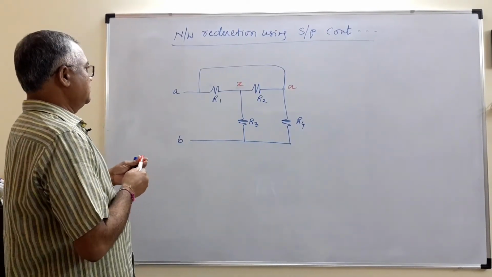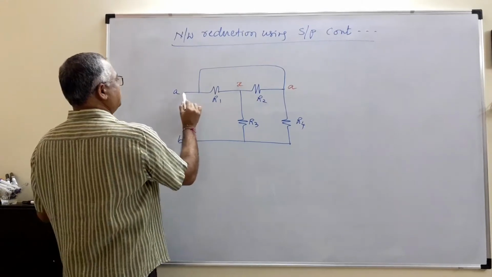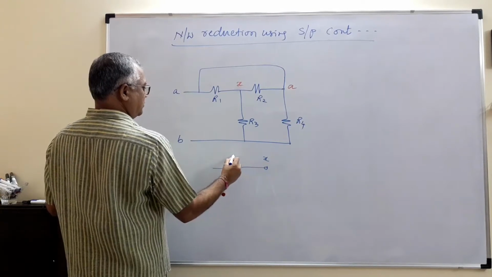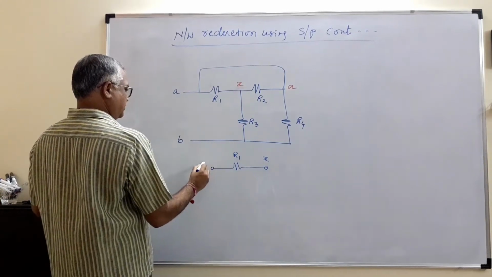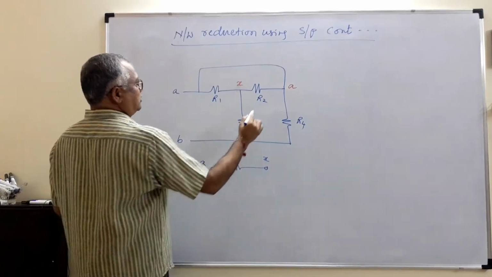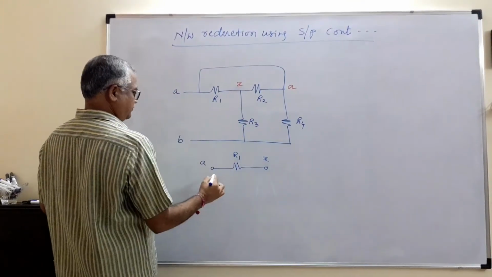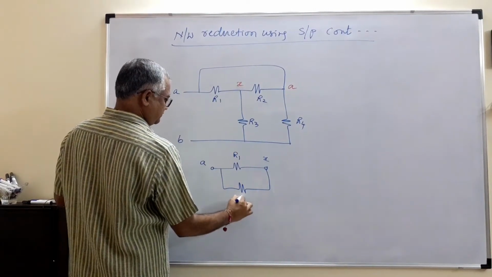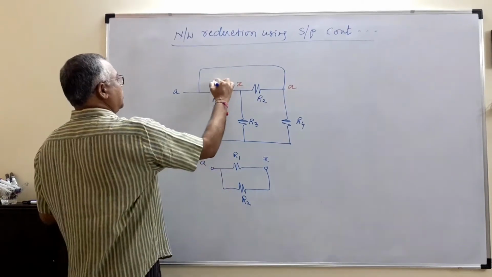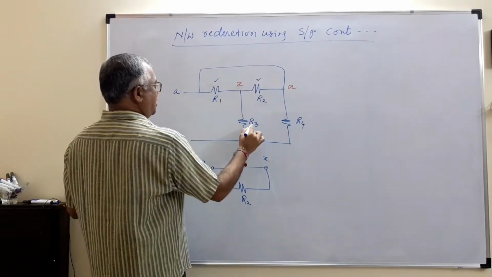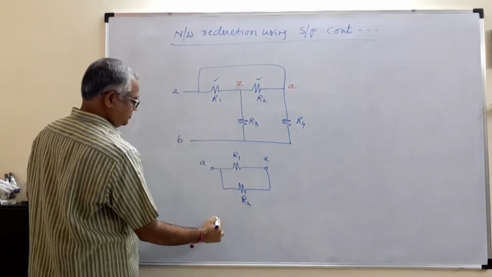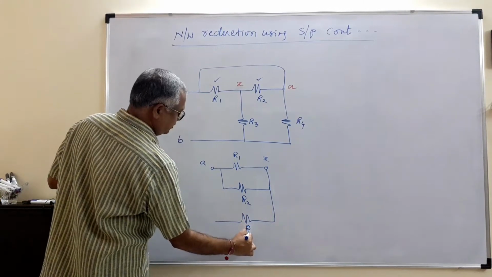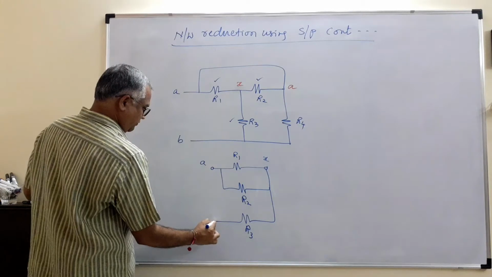Now redraw. When we redraw, R1 is between A and X. R2 is also between A and X. So R1 over R2, over R3 between B and X. So you take B, then this is again X. So this value is R3. So R3 over.